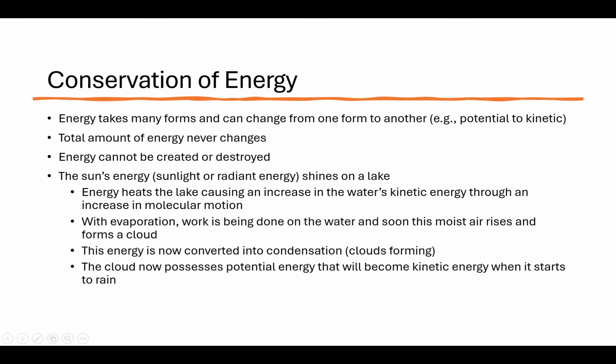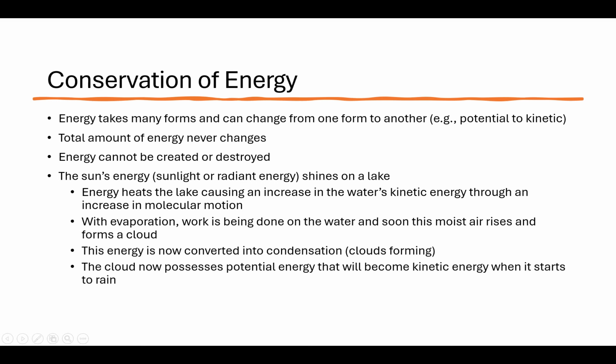And one of the bigger talks when we talk about the weather and the atmosphere, the type of energy we're most interested in is solar energy, the sun's energy, that radiant energy. Now, if the sun's radiant energy, the sunlight, is shining on a lake, it's going to heat the lake. It's going to cause an increase in the water's kinetic energy through an increase in the molecular motion. The molecules are moving much more quickly when you have an increase in the water's kinetic energy.